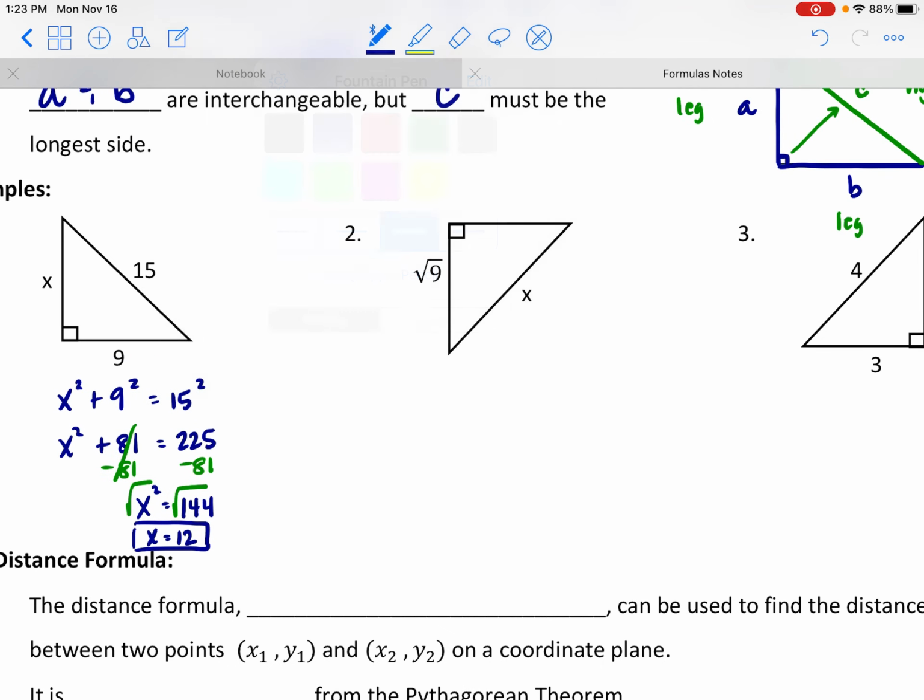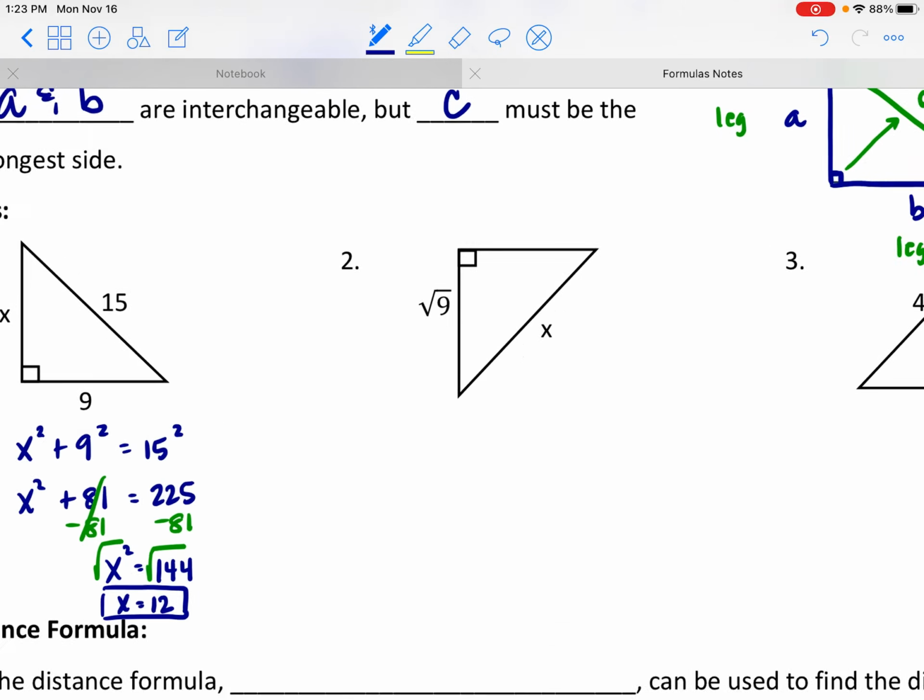Okay, so here, what's going on with this problem is I'm missing a leg. I don't know why I'm missing a leg here.